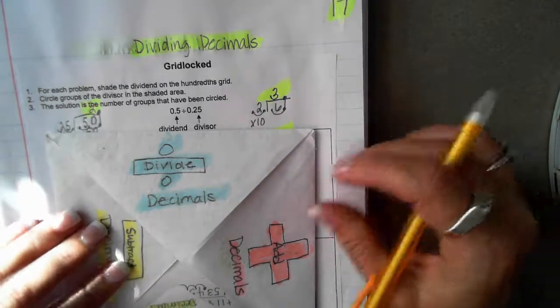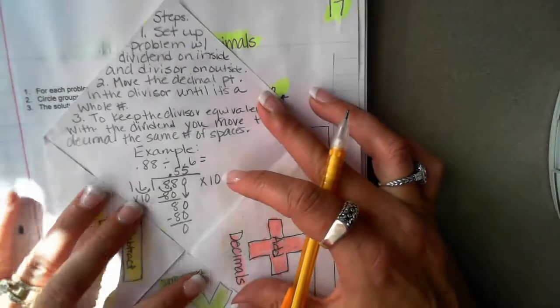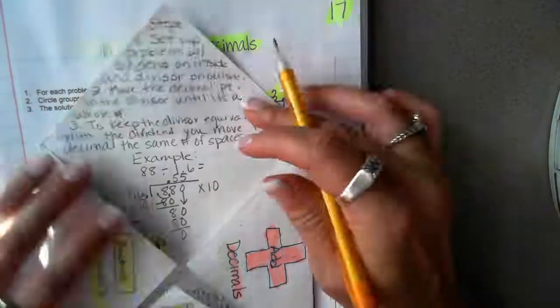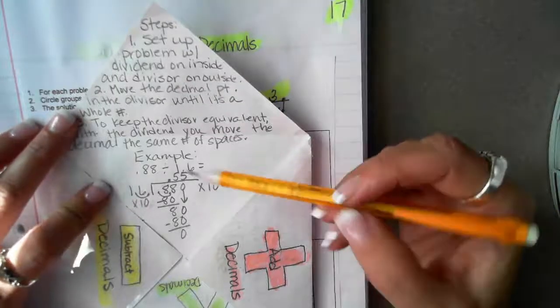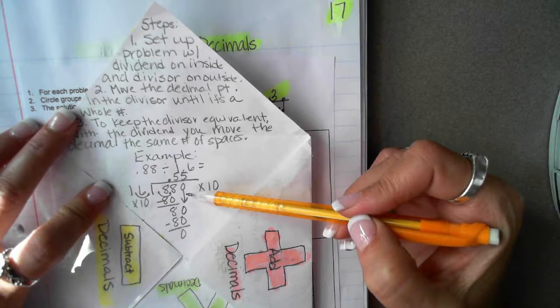Now we are working on this in class. I pulled a review with your foldable that's in your binder. Remember the steps: we're going to set it up just like a regular division problem. We have our outside 1.6 and then we have our inside.